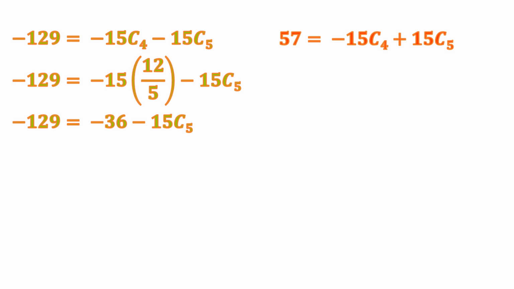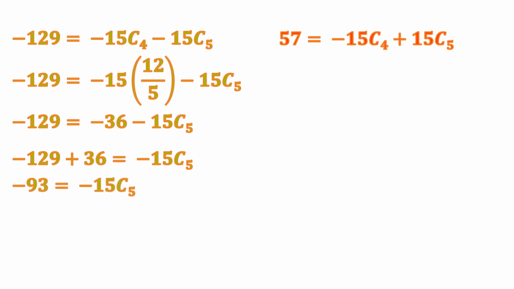And so we're gonna reduce 15 and 5, that's 3. 3 times 12 is 36. And then transpose negative 36, it becomes positive 36. And then combining negative 129 and 36, negative 93. Then divide both by negative 15. So C5 is 31 fifths.